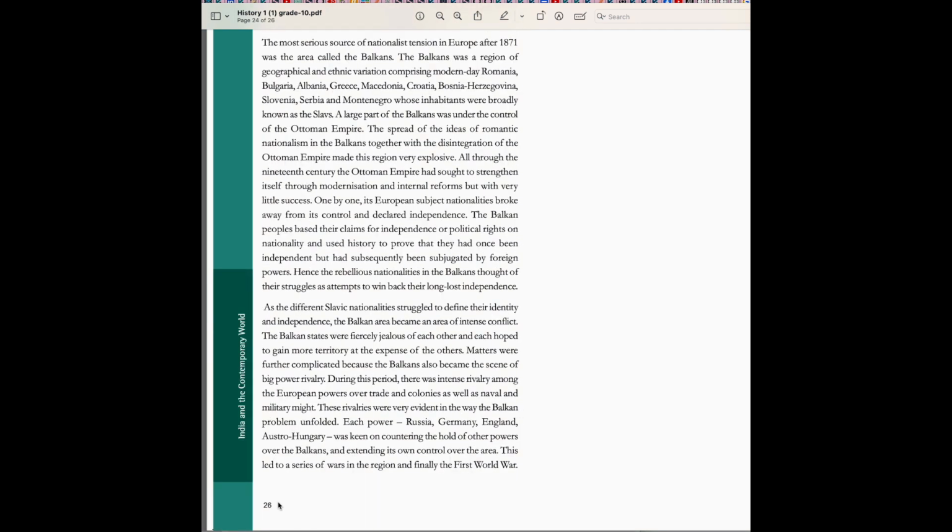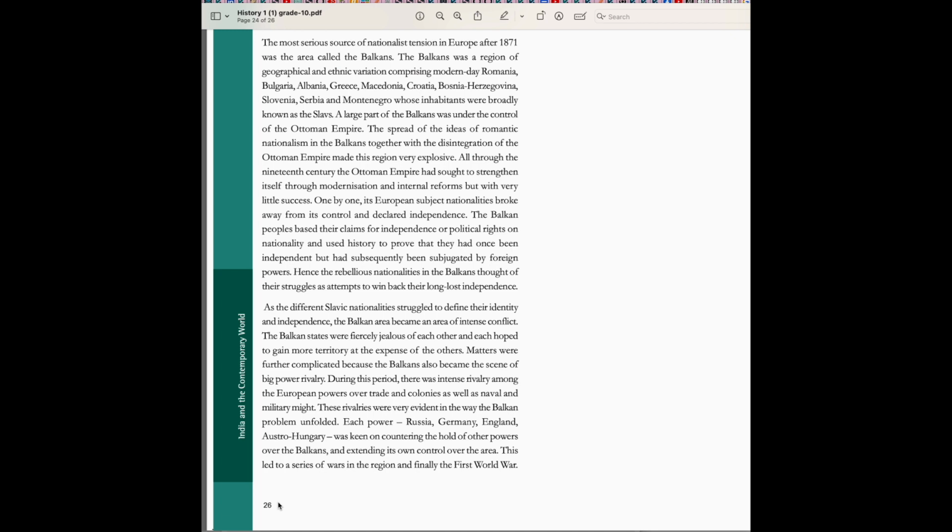As the different Slavic nationalities struggled to define their identity and independence, the Balkan area became an area of intense conflict. The Balkan states were fiercely jealous of each other and each hoped to gain more territory at the expense of the others. Matters were further complicated because the Balkans became the scene of big power rivalry.